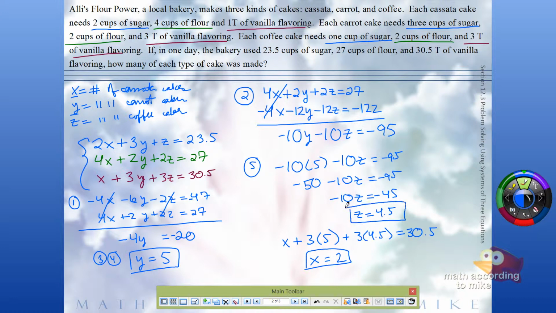So they should make, or they did make, I should say, 2 casata cakes, 5 carrot cakes, and 4.5 coffee cakes.